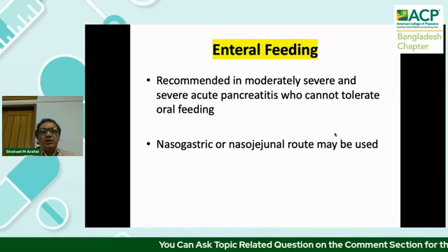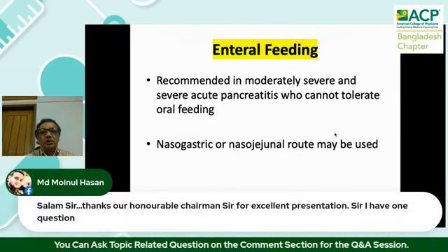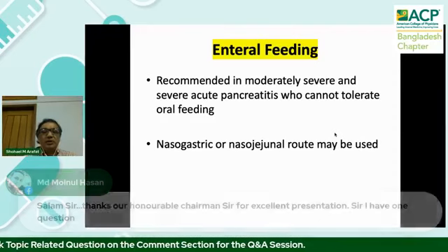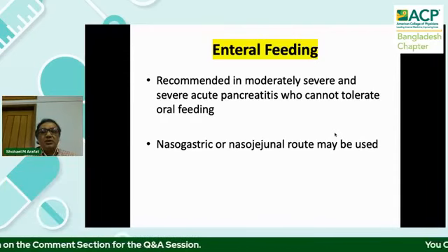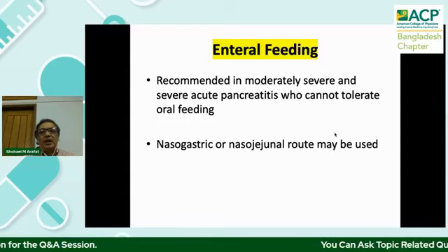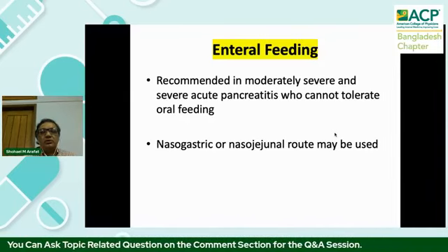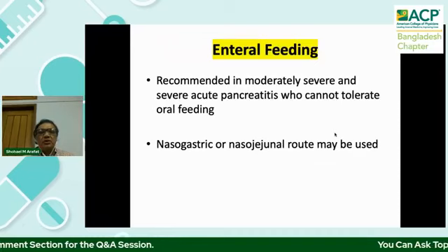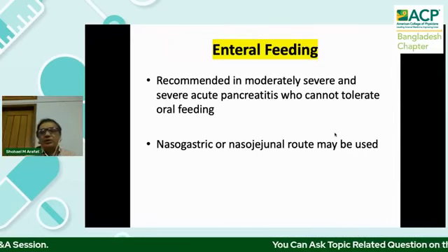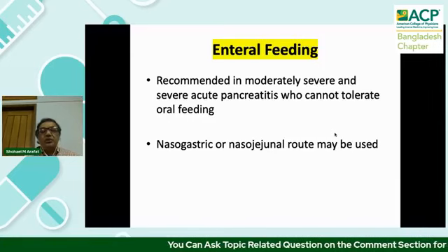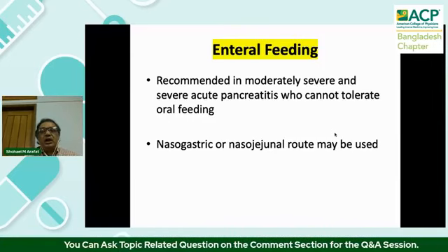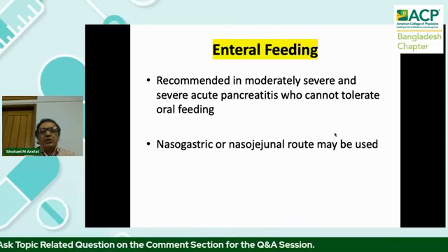For enteral feeding in moderate to severe acute cases, there are two options, nasogastric or nasojejunal. But the problem is that the nasojejunal tube is technically demanding, it needs some expertise. But some studies have found that both routes show almost no significant difference in outcome, morbidity-wise. So in our setup, we can recommend nasogastric tube insertion to maintain the patient's nutrition if the patient is clinically stable or there is no clinical contraindication to starting nasogastric or nasojejunal feeding.